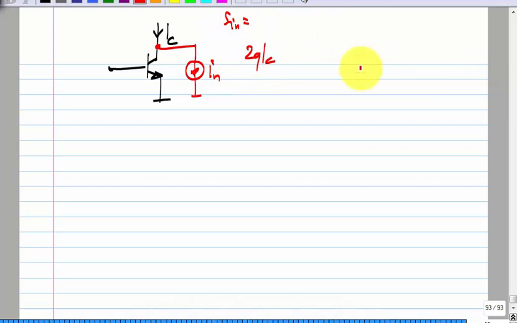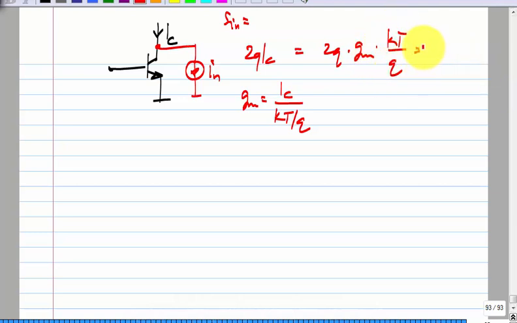Okay. Now, what is the gm of the bipolar transistor at this operating point? You know, IC by VT. VT is the thermal voltage, right? So, the gm is IC divided by kT by q. So, you can write this as 2q, and IC itself is gm times kT divided by q. Okay. So, this becomes 2kT gm. In case of the MOS transistor, we had 1/3 kT gm.